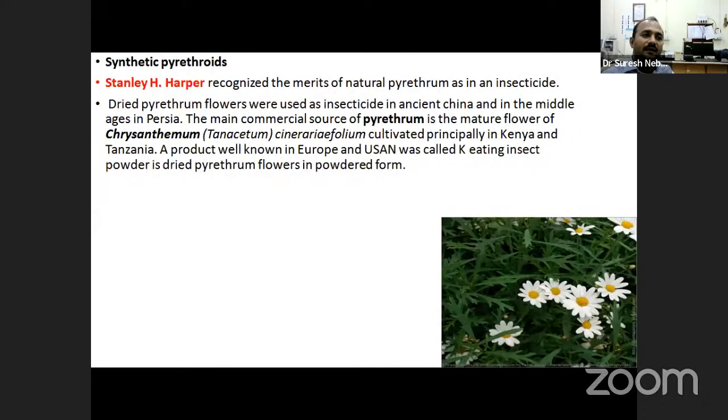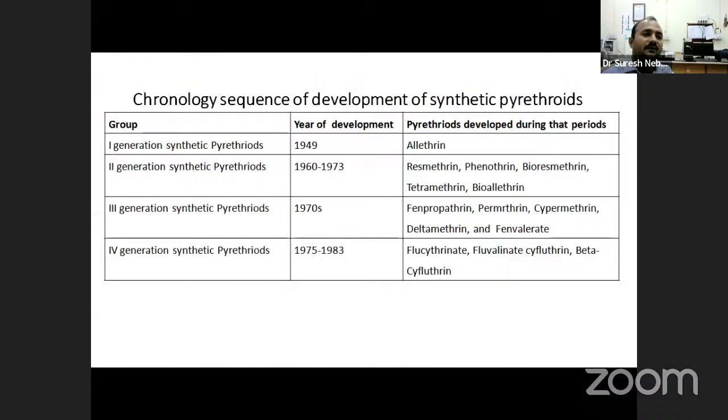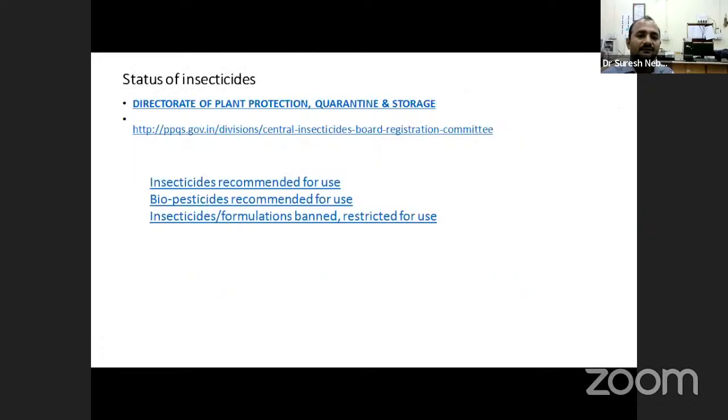Then synthetic pyrethroids: how these pyrethroids came into existence, what the different generation pyrethroids are, first generation, second generation, third generation, fourth generation, and some typical examples, like pyrethroids which are also used in soil application. That is a typical point you will find when you are studying this. You note it down and you have to find out. All these details are there. You have to go through these websites.